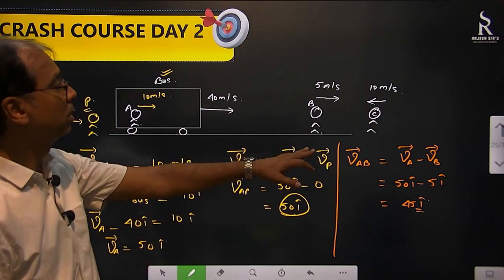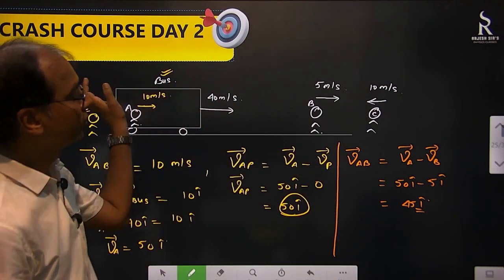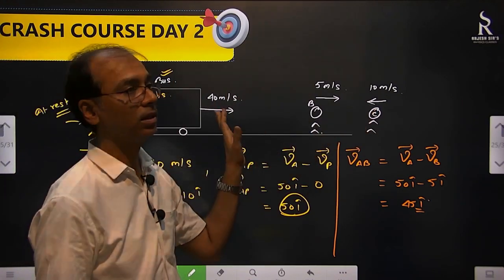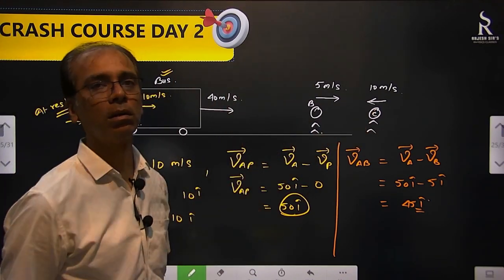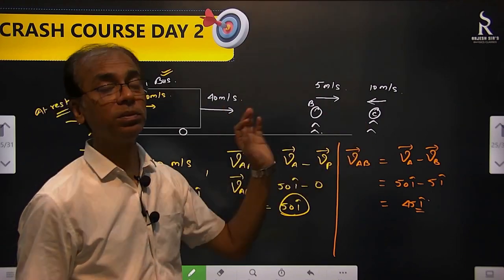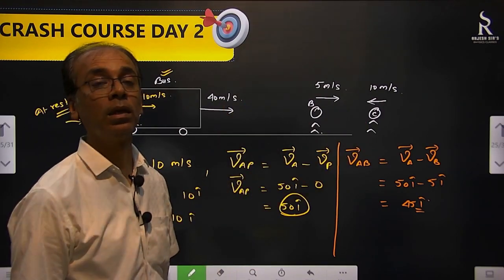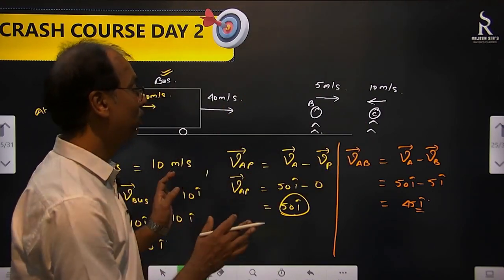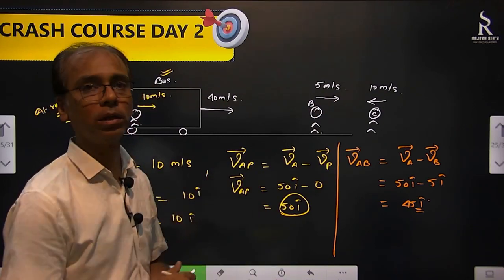With respect to C, now A's speed is 50 in this direction. This is coming with 10 in this direction. Relative is 60. So velocity of A with respect to C will be 60. This is how velocities relatively are calculated.